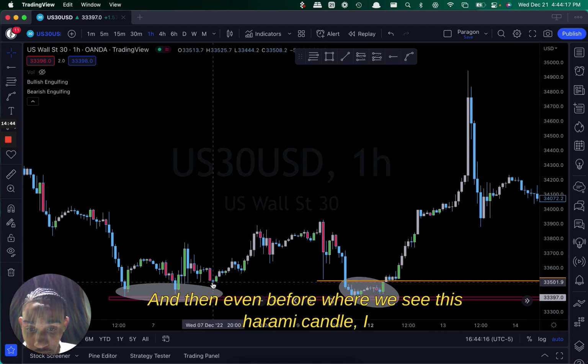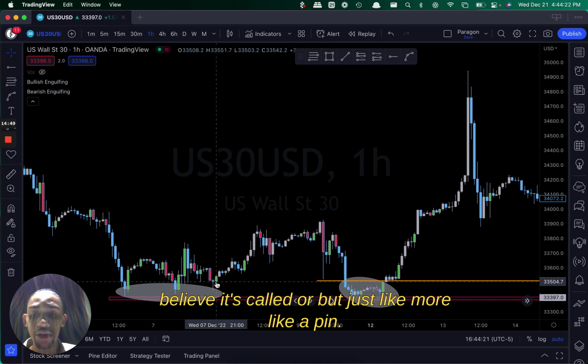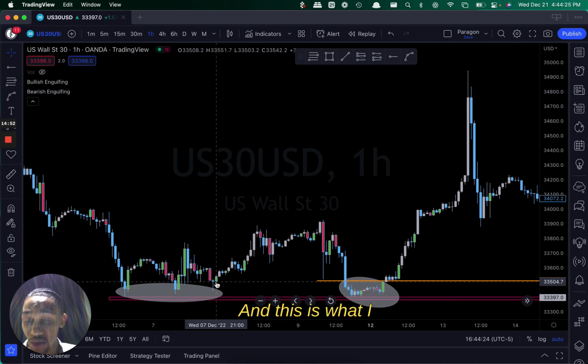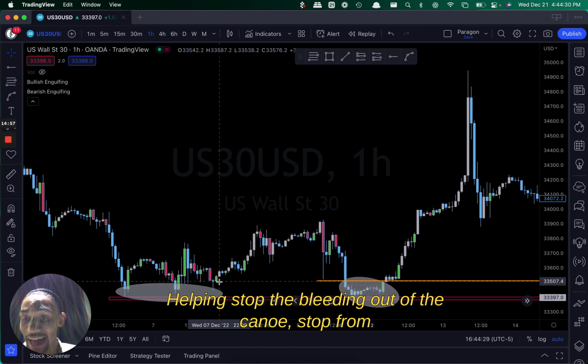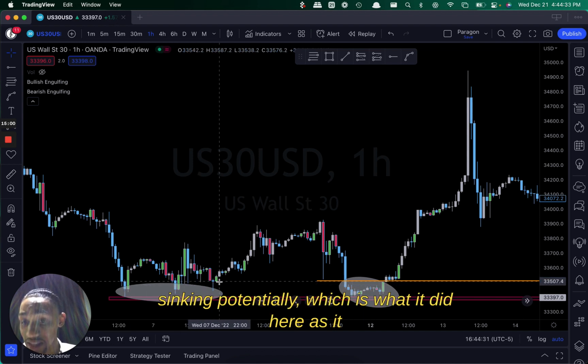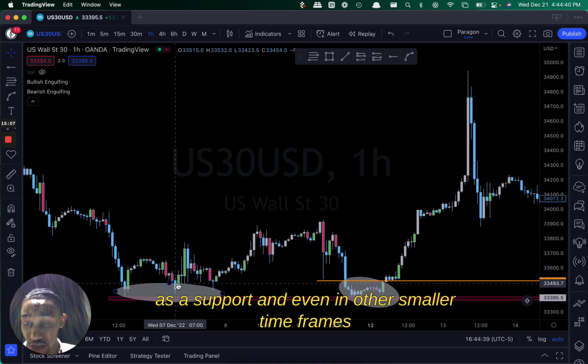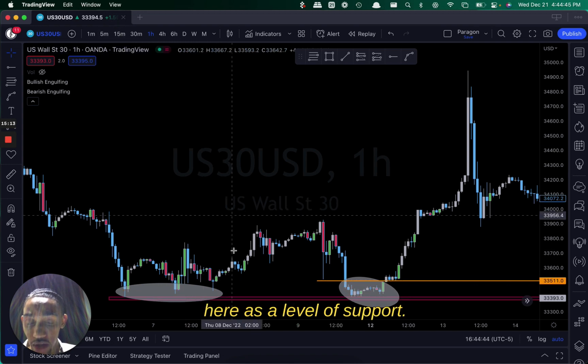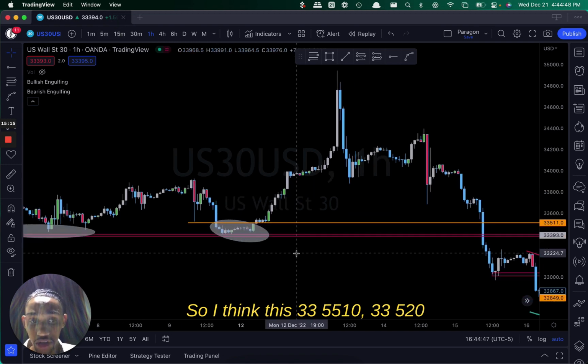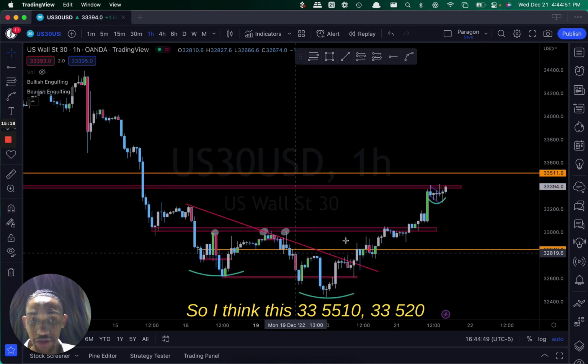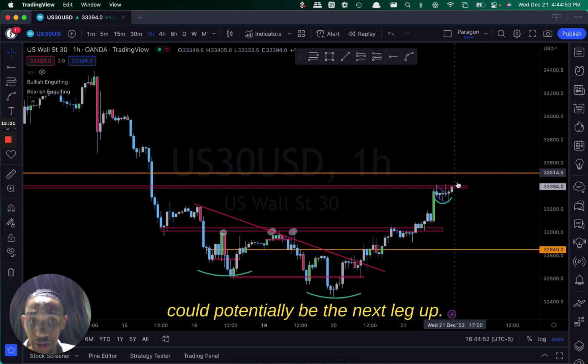And then even before, where we see a harami candle, I believe it's called, but more like a pin. And this is what I mentioned in yesterday's video, right? Helping stop the bleeding out of the canoe, helping stop from sinking, which is what it did here as it continually bounced on this lower level that I'm mentioning today as a support, and even in other smaller time frames as a level of support. So I think this 33,510, 33,520 could potentially be the next leg up.